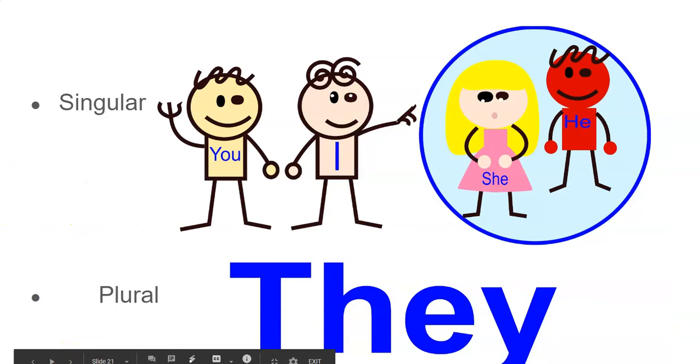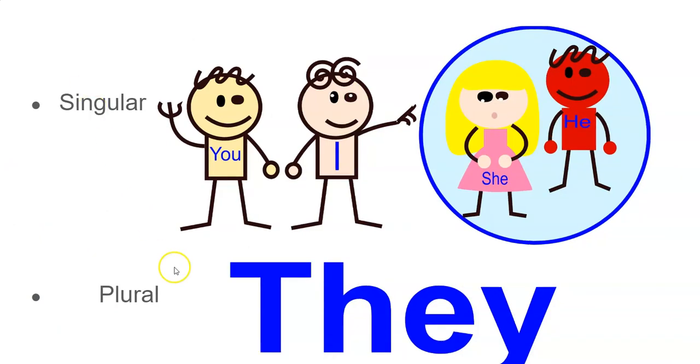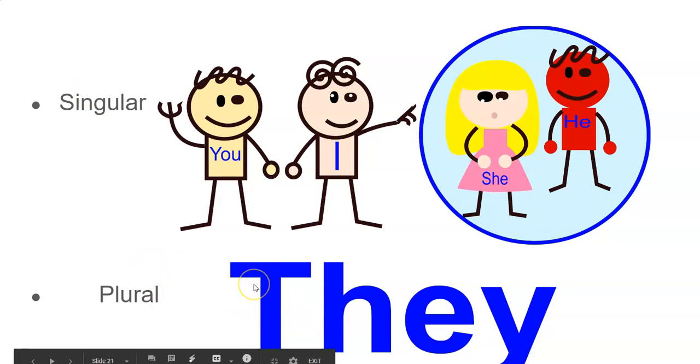All right, your word that you're looking at is they. They is plural, and if you look up here, here's singular: you and I, he and she. When you put those singulars together, you have they. They, the he and she put together. They, the you and I put together. So when you're talking about other people, they.